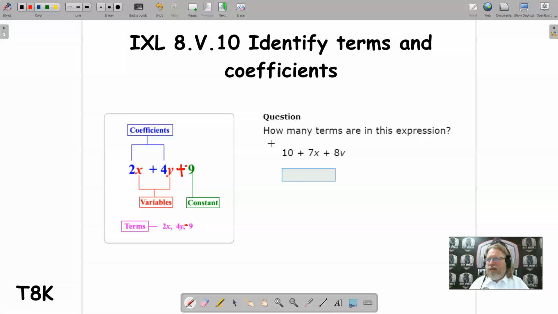So as we move along, let's look at the first question here. How many terms are in this expression? We know that terms are separated by the addition sign, so we could count them. 1, 2, 3, so there are 3 terms. It's always going to be one more than the number of plus signs. We have 2 plus signs, and that's going to give us 3 terms.